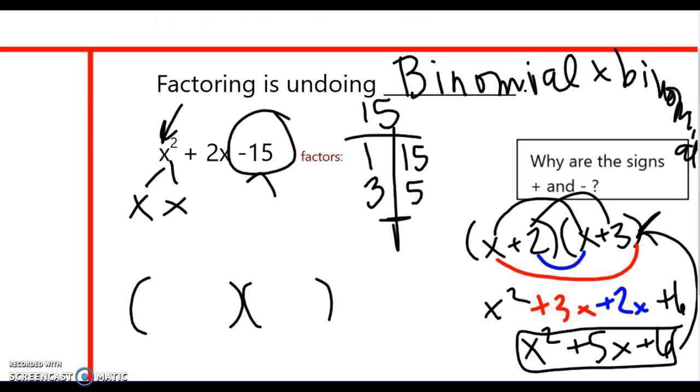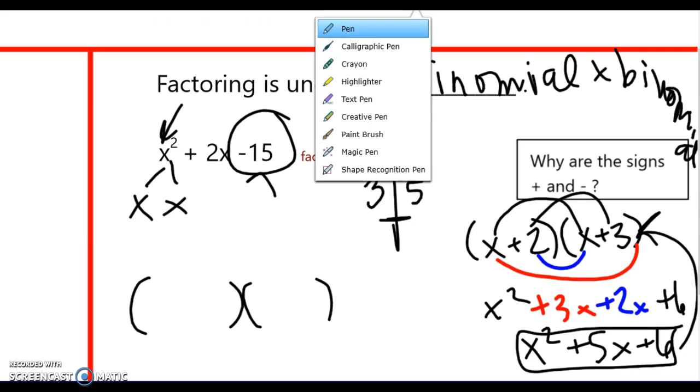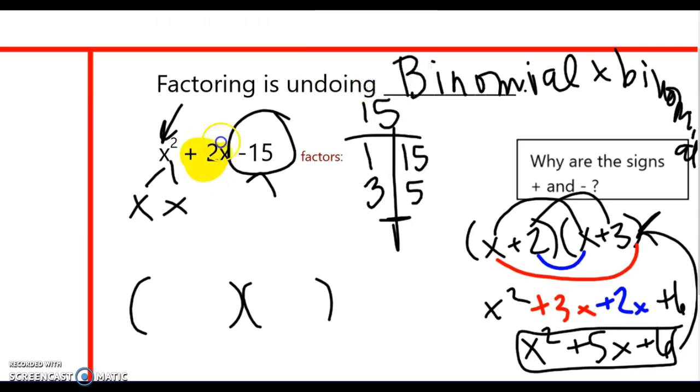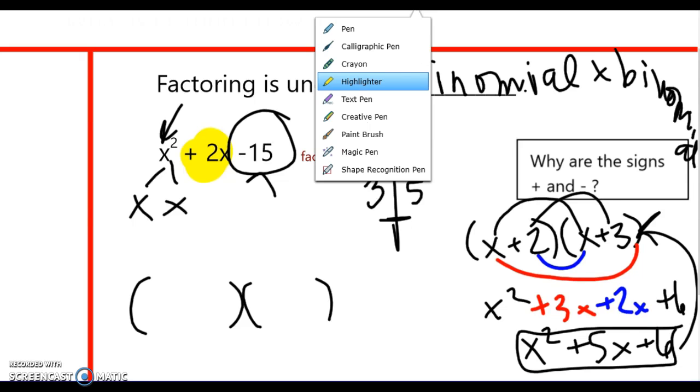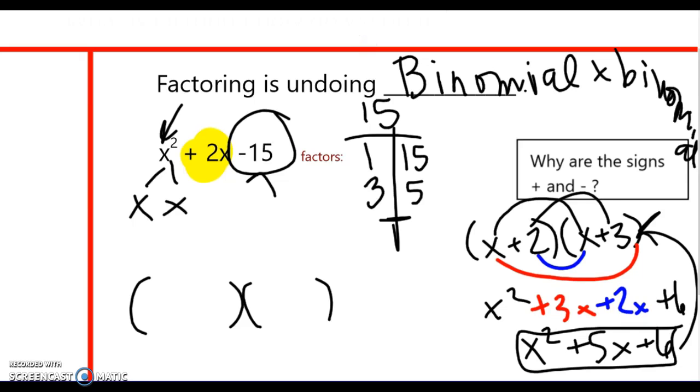Now, how do I pick which set it is? Well, that's when I look in the middle. And I see that they have to multiply to give me negative 15, but add to give me positive 2. So, what does that? I think it's going to be the 3 and the 5. Doesn't really matter what order I write them in at this point, because this is 1x and 1x. That makes it nice.